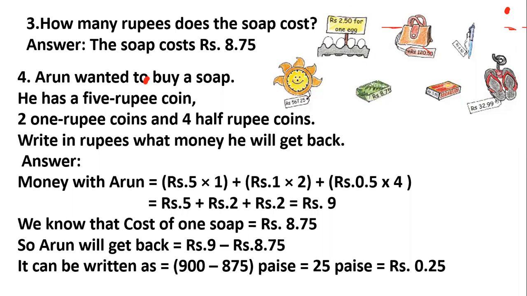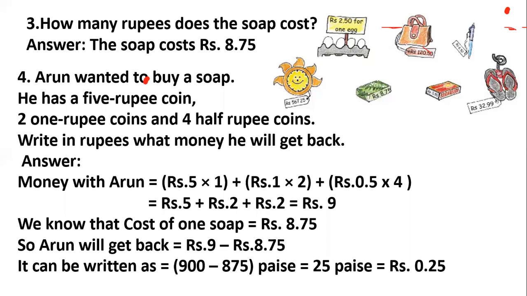What is the cost of a soap? 8 rupees 75 paise. She has a 5 rupee coin, 2 1 rupee coins, and 4 half rupee coins. What is the total money she is having? She is having rupees 5.